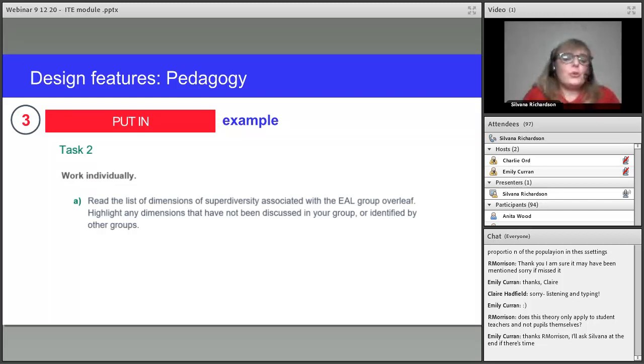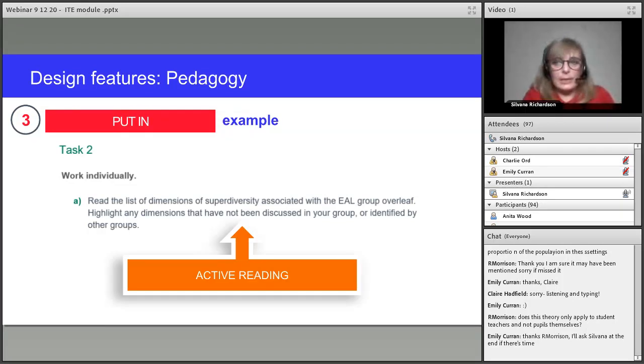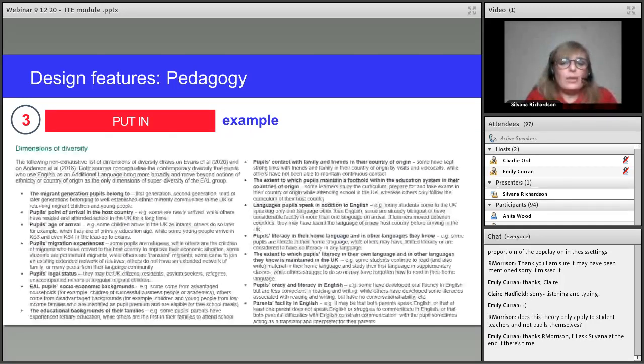Then comes input in the form of a text, more about this in a minute, and the task is to get the trainees to read the list of dimensions of superdiversity and to highlight any dimensions that have not been discussed either in their group or identified by other groups in the previous task. So again, this is not just reading, but it's active reading.